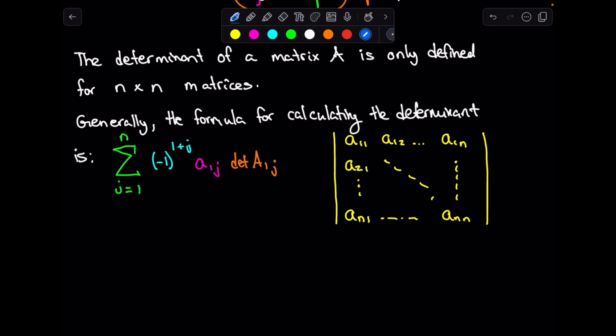So clearly we're counting from the first row to the nth row, or the first column to the nth column. But what this is basically doing is saying, in order to get your first term, if j is 1, then what do we get? This first term here is just a positive 1, so it's nothing. We get a sub 1,1 times the determinant of this remaining matrix a sub 1,1.